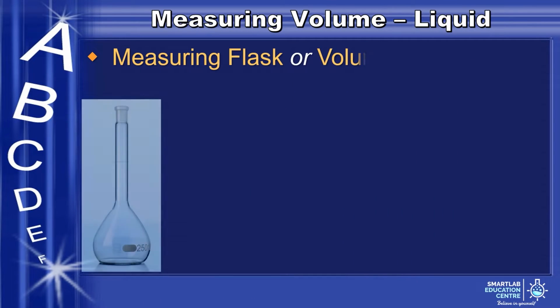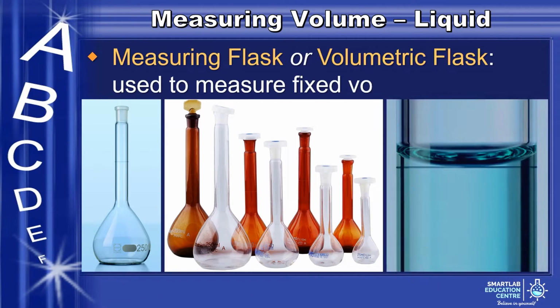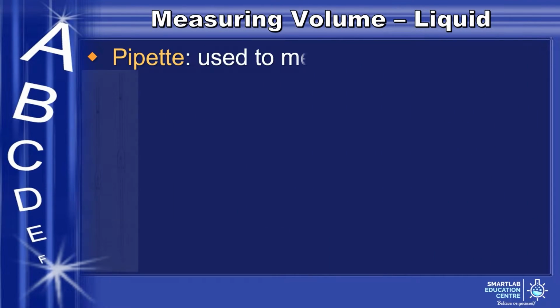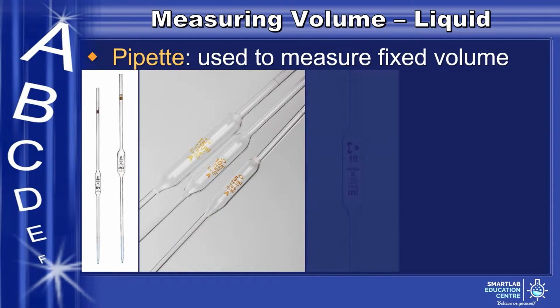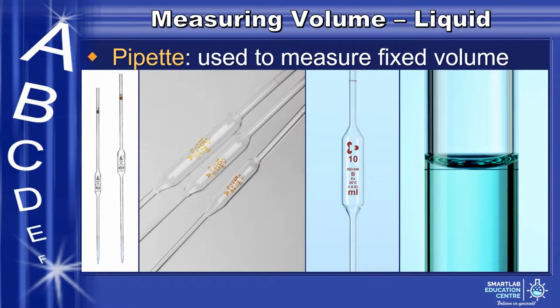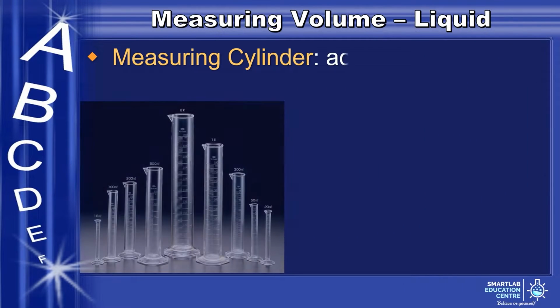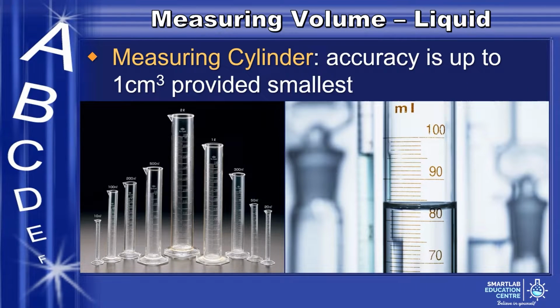Measuring flask or volumetric flask is used to measure a fixed volume of liquid. Pipette is used to measure a fixed volume of liquid. Measuring cylinder is used to measure volume of liquid. Its accuracy is up to 1 centimeter cubed, provided the smallest scale is 1 centimeter cubed.